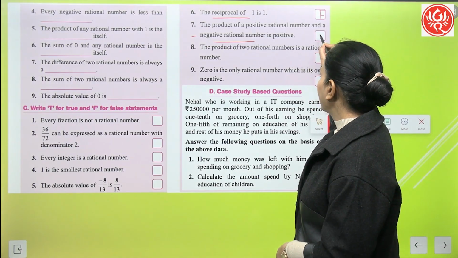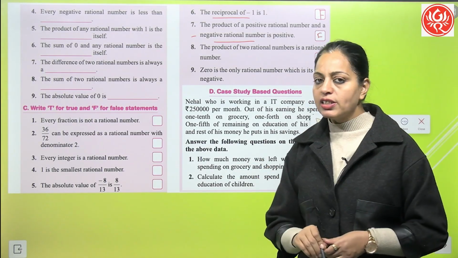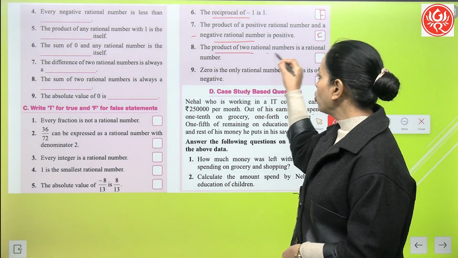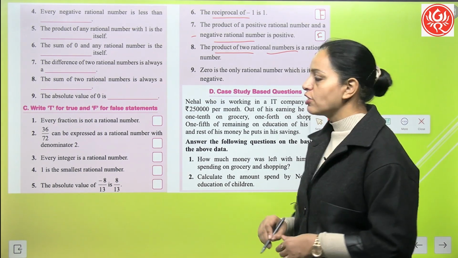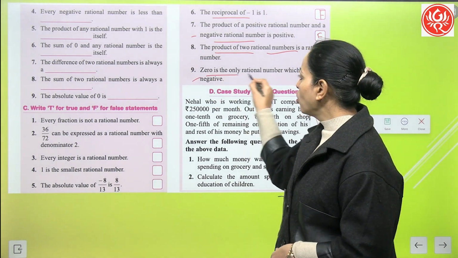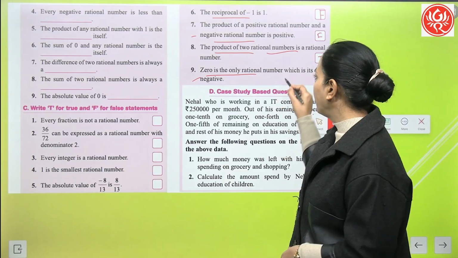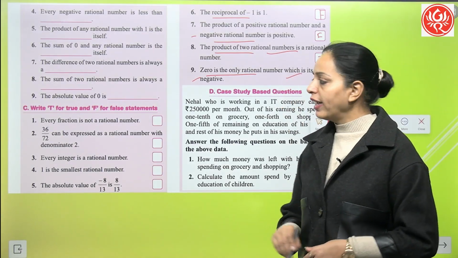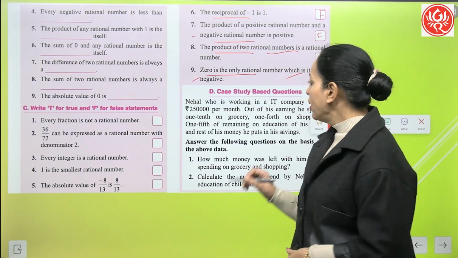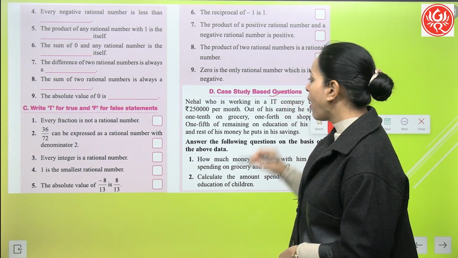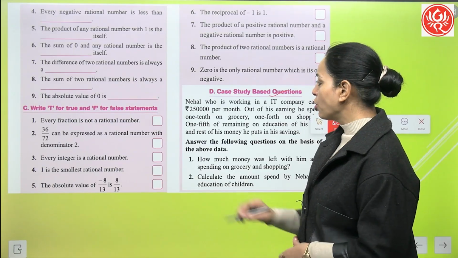The seventh, the product of a positive rational number and negative rational number is positive. No, it is negative only. This is also false. The eighth, the product of two rational numbers is a rational number. Yes, this is true. And the ninth, 0 is the only rational number which is its own negative. So yes, this is true.